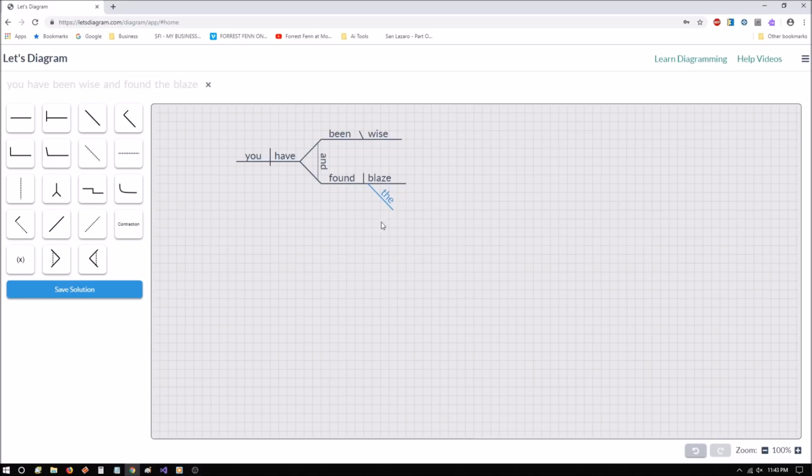Okay. But the second one, have, is also being used the same way, but found is different. Found is not like been. Found is a transitive verb that's describing an action. Been is actually a state of being, a state of mind. If you have been wise, okay, this one is an action.